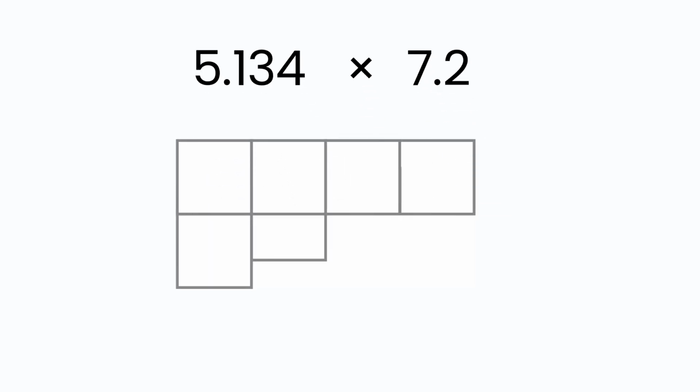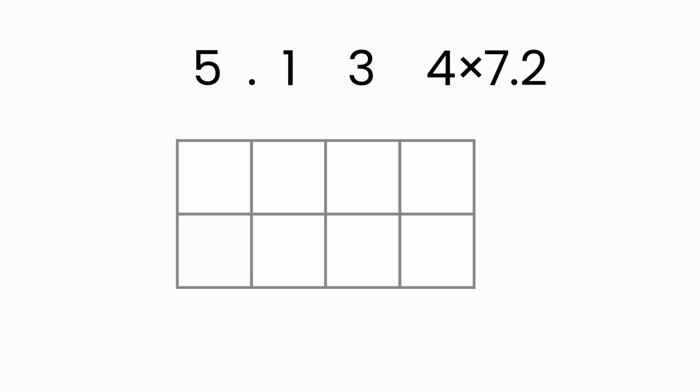5.134 times 7.2. There are 4 decimal places in total in these two factors, so there will be 4 decimal places in the final answer, just like long multiplication. This lattice will be 4 cells wide and 2 cells high, since 5.134 has 4 digits and 7.2 has 2. You write 5.134 above the lattice and 7.2 down on the right side, like this.